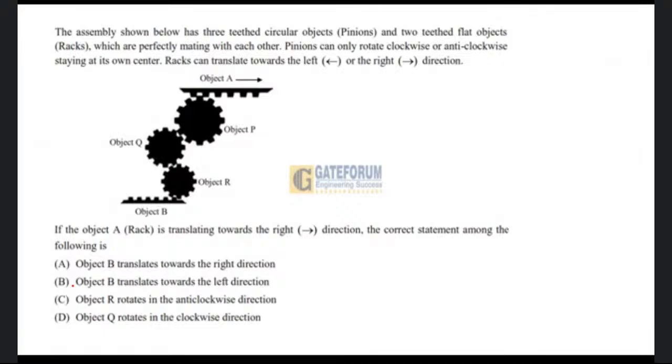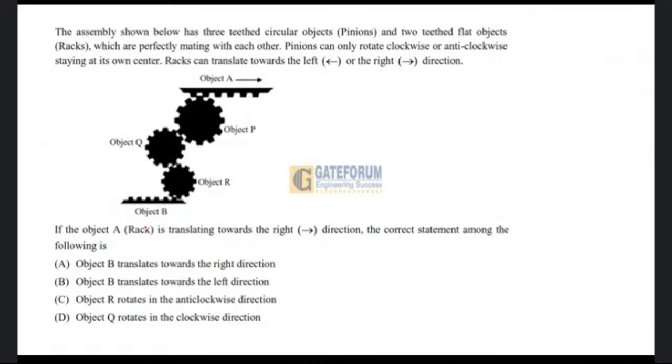The assembly shown below has three-toothed circular objects, pinions, and two-toothed flat objects, racks, which are perfectly mating with each other. Pinions can only rotate clockwise or anti-clockwise, staying at their own center. Racks can translate towards the left or right direction. If object A, that is a rack, is translating towards the right.